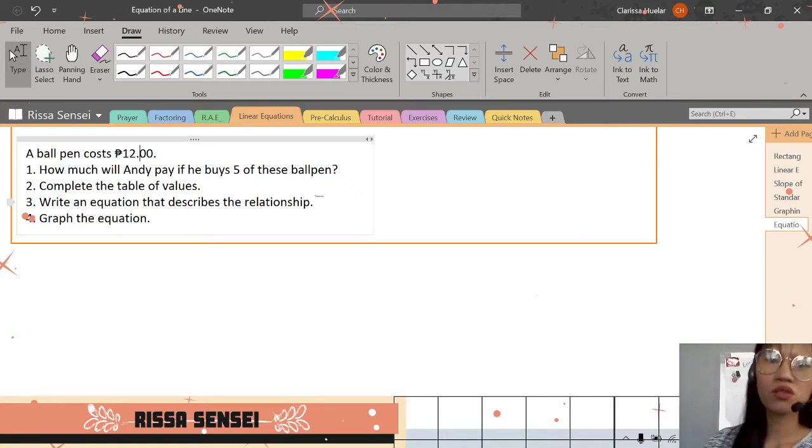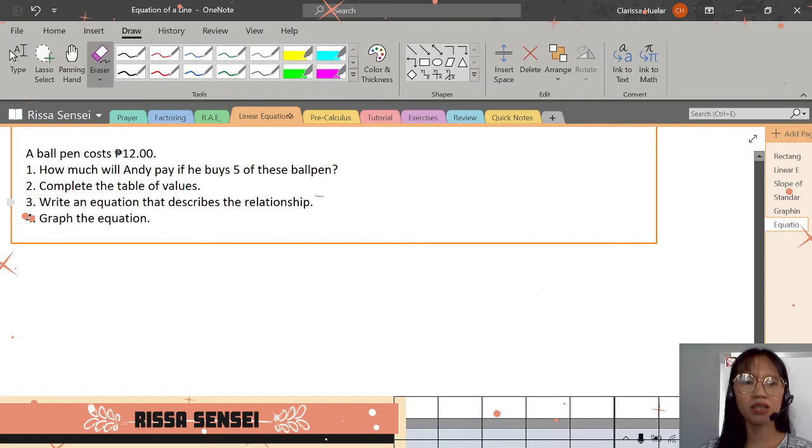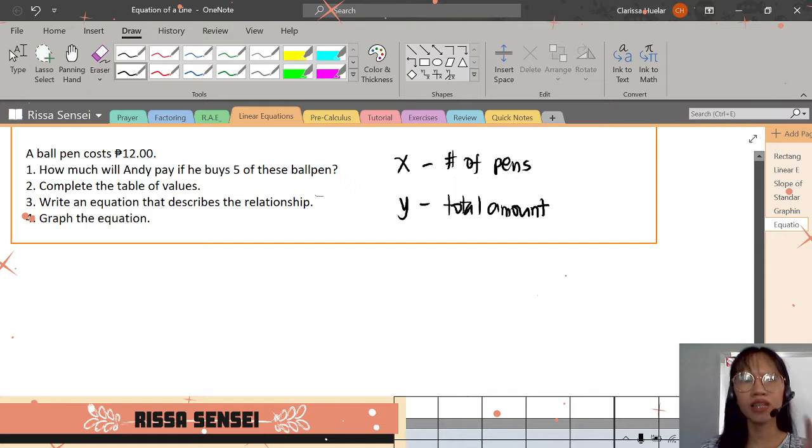So, how are we going to solve this? Ito ay very easy kasi ball pen lang ang pinag-uusapan. Tapos, gusto lang natin malaman yung amount. Let's use variables. We have x and y. Let's have x as the number of ball pen. Tapos yung y, yung total amount, kung magkano yung magagastos mo kapag bumili ka ng ganitong bilang ng ball pen. Okay?